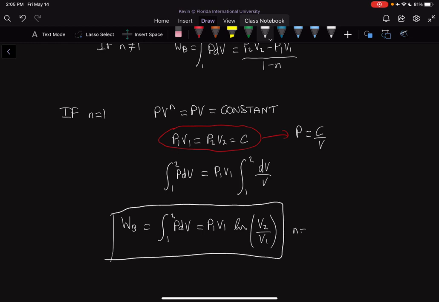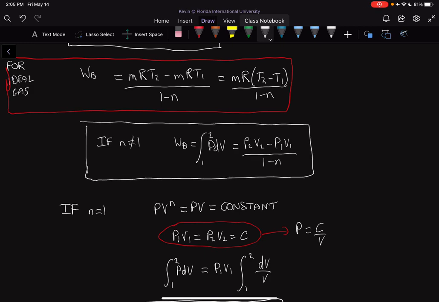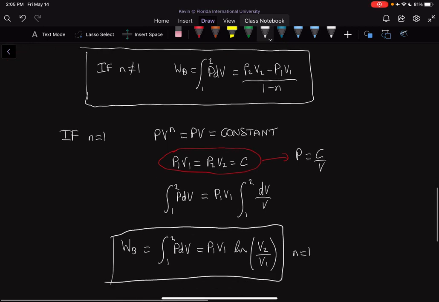So just making sure that we know that this is for n equal to 1, and we know that this equation right here is for n not equal to 1. So there's two different equations depending on what n is equal to. Okay.